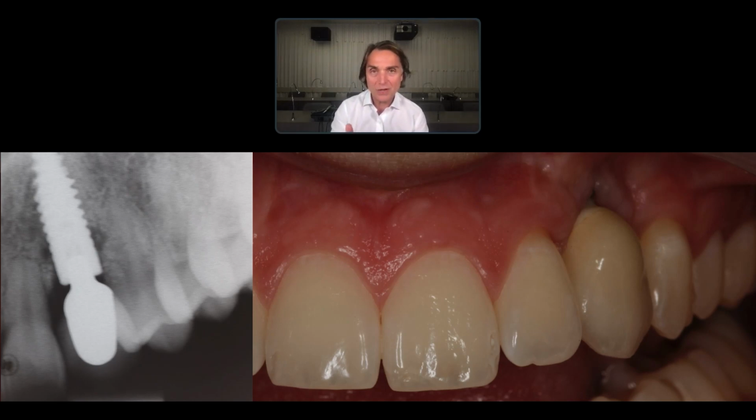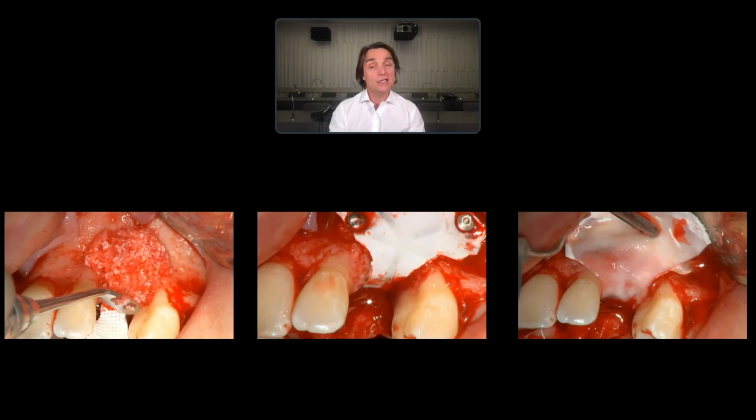And, we have a rule. If it's a single tooth and there is some bone loss on the neighboring teeth, we try to do as good as it gets to pretty much stabilize the situation and maybe even grow some bone and soft tissue on the neighboring teeth. So here's what we did.